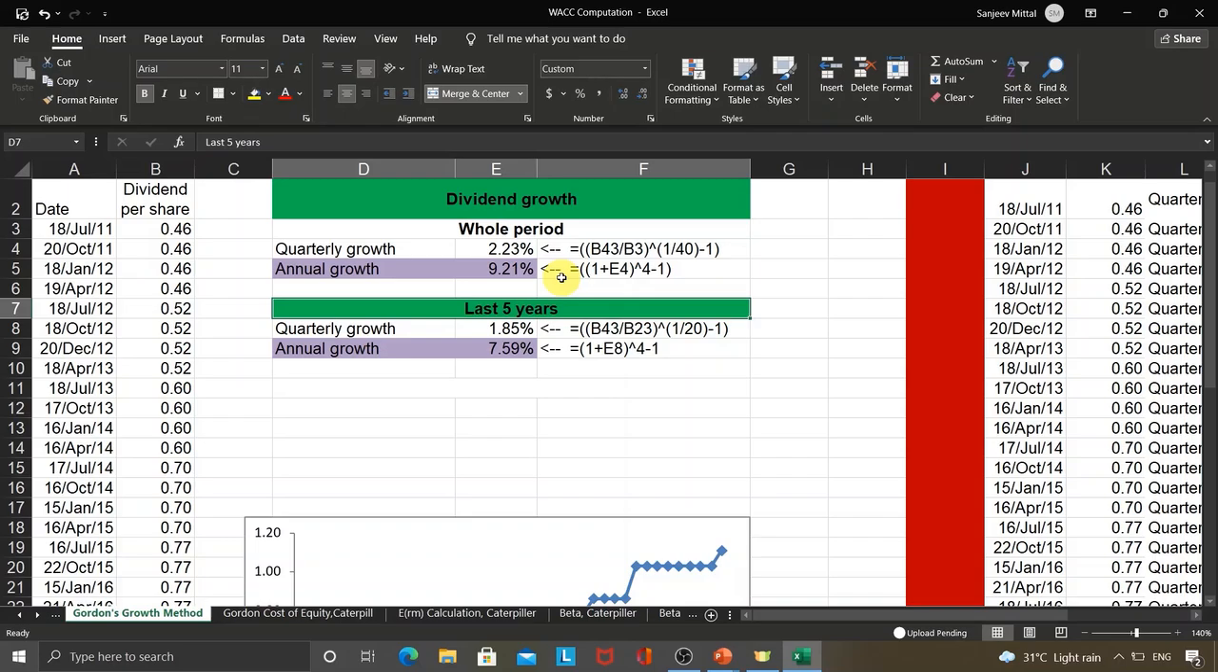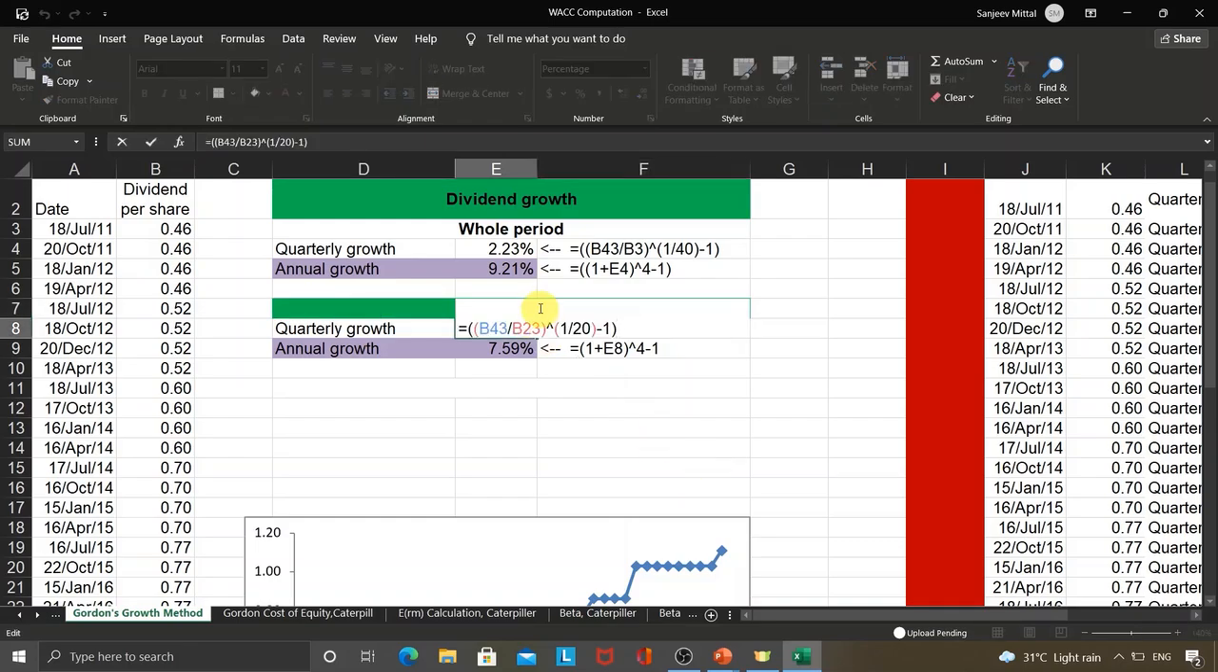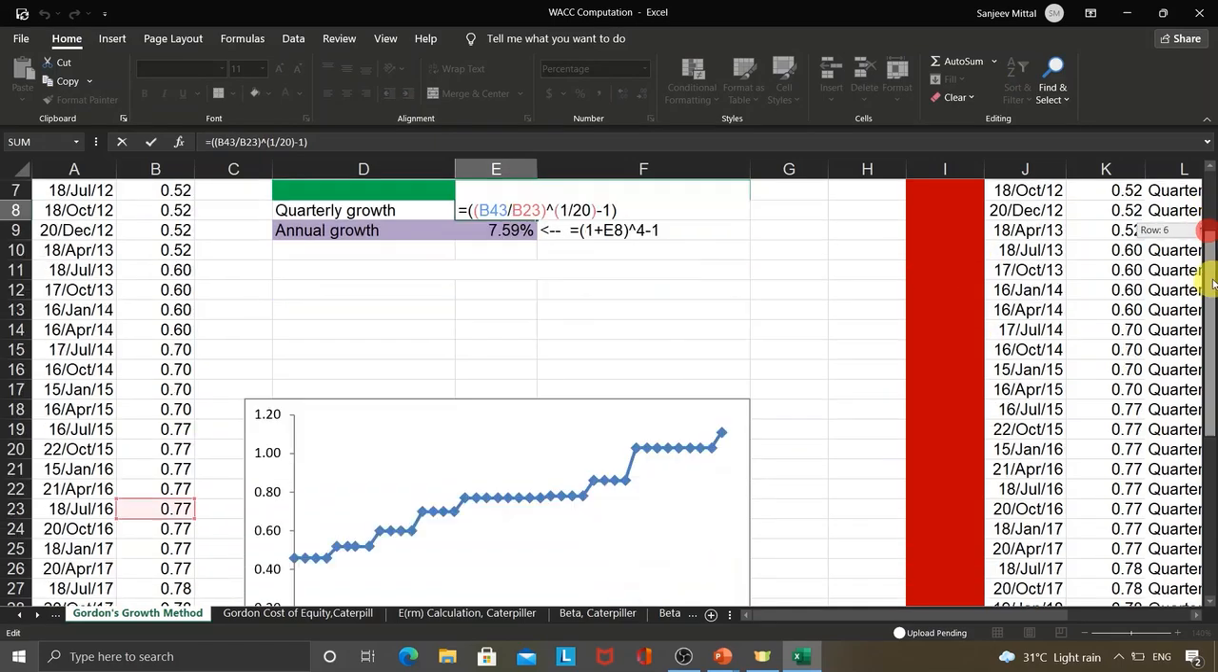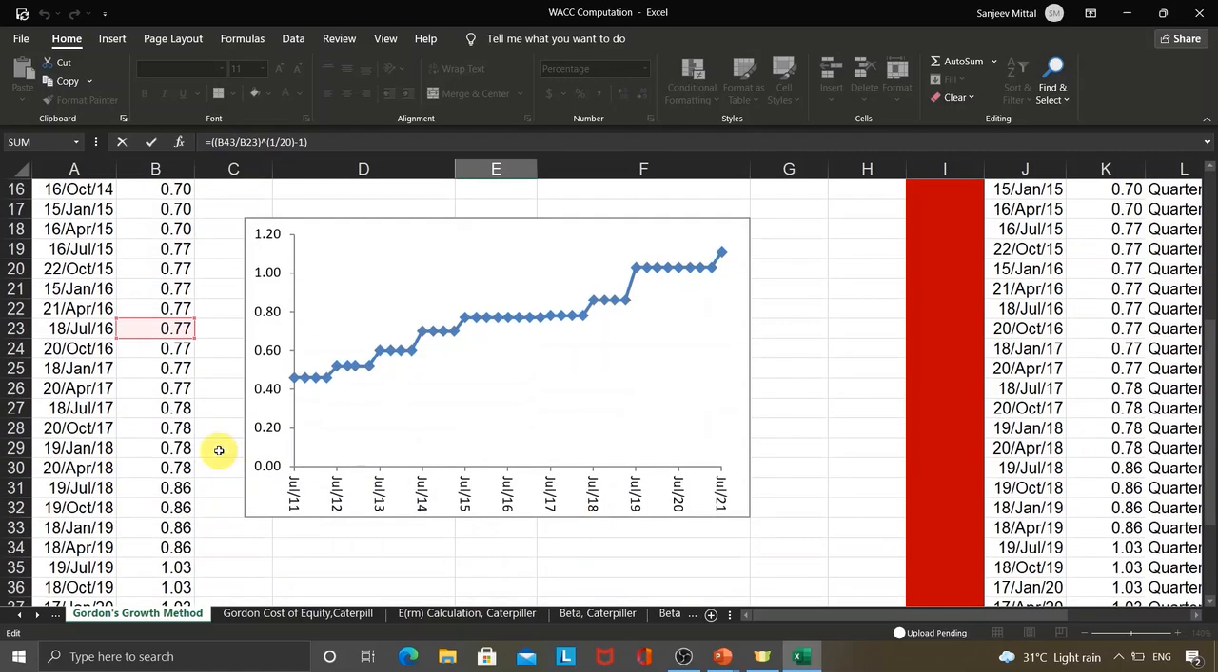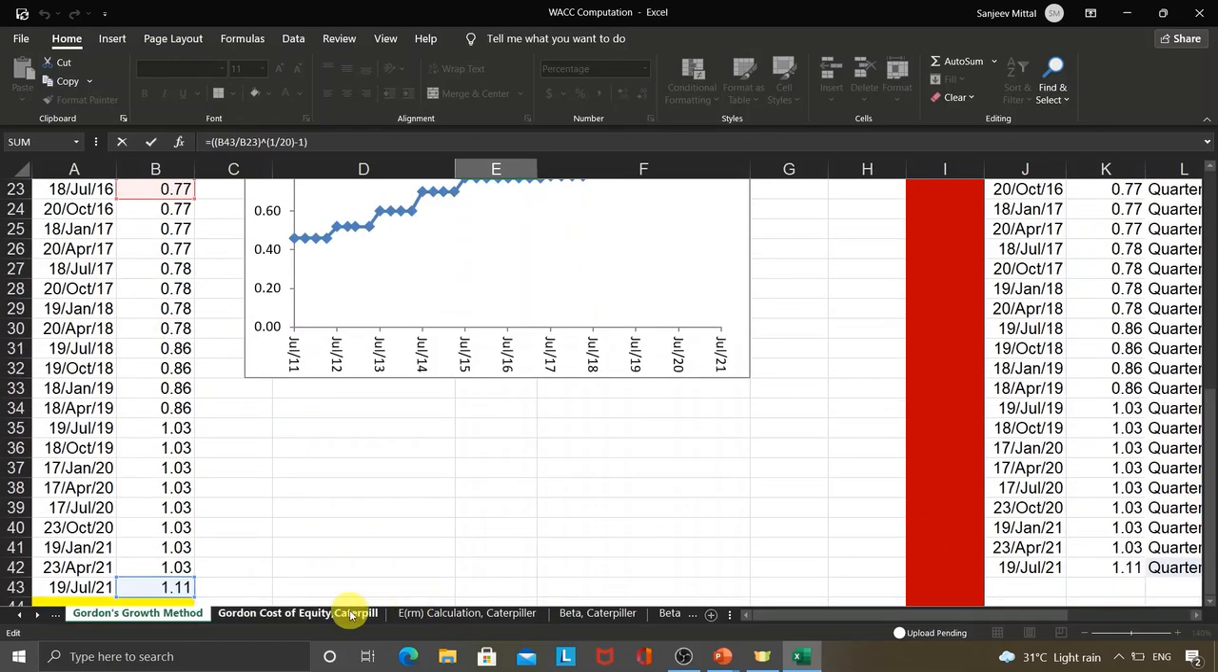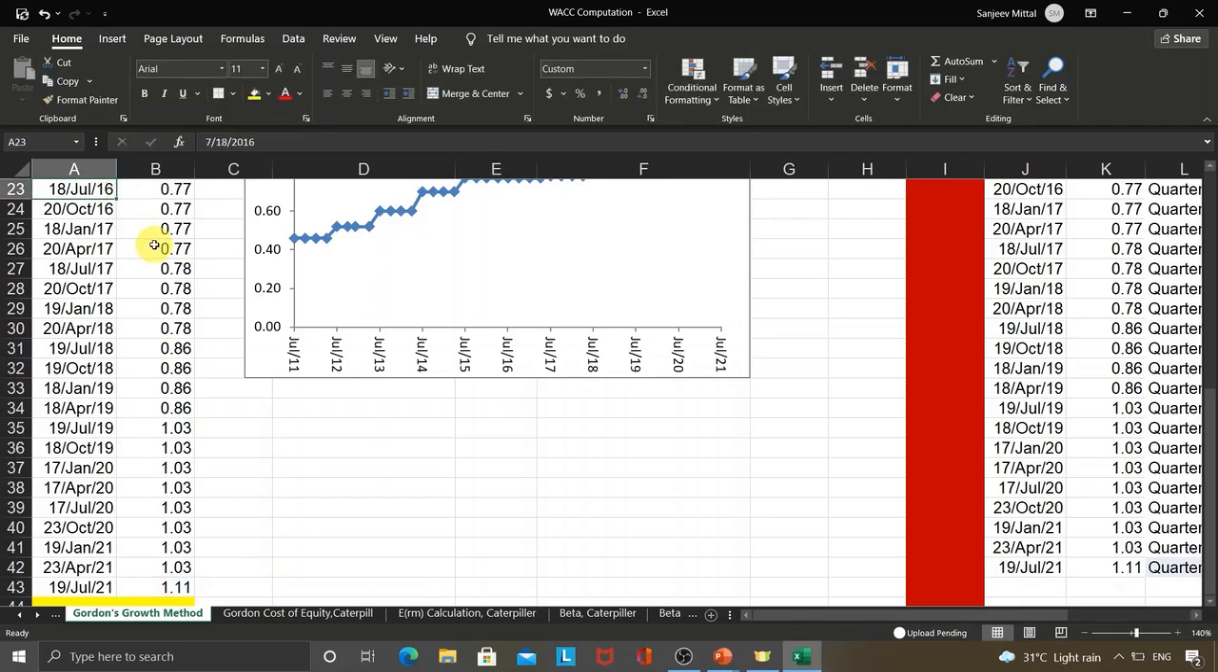So many people use the 5 years data also. If you see how the 5 years growth rate has been calculated, it is B43 divided by B23. If you go here, you will see that this is the dividend of 2016, which is $0.77, and the latest dividend is 1.11, which is in 2021, which means that we have seen the growth rate from 2016 to 2020 for 5 years.